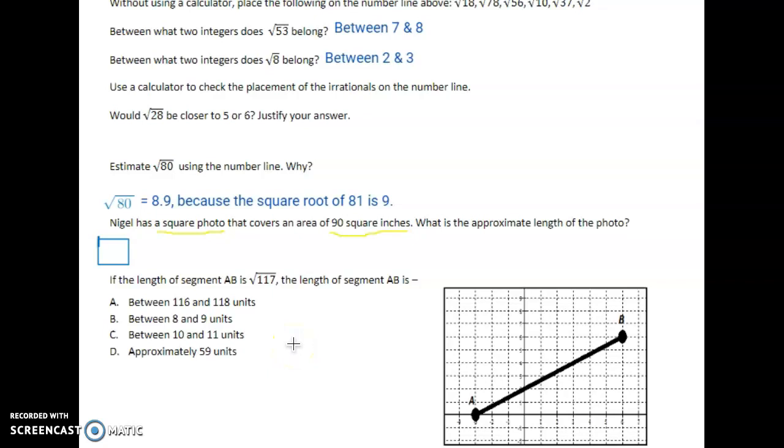It says, if the length of segment AB is the square root of 117, the length of segment AB is what? Go ahead and key in your calculator second x squared. Type in 117. And then I want you to look at what's on your calculator. Between what 2 whole numbers is the square root of 117 going to be located? Now, on your calculator is 10 point something. Well, 10 and a decimal is going to be between the integers of 10 and 11.